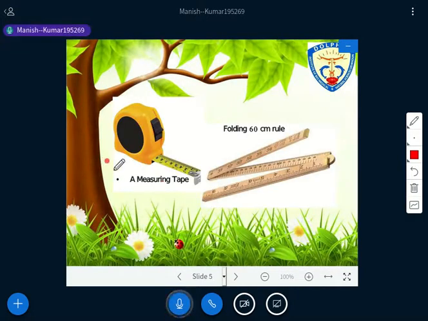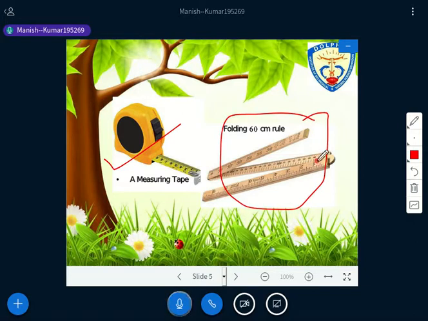So measuring tape, you all know that this is a measuring tape, and this is a folding 60 centimeter rule, right? The folding can be from 20 centimeter. And one thing you have to take care of: whenever you get this rule, it must have a millimeter scale also. Is it clear? At least one edge should be graduated to millimeter scale. Fine. You have to keep these things in mind.